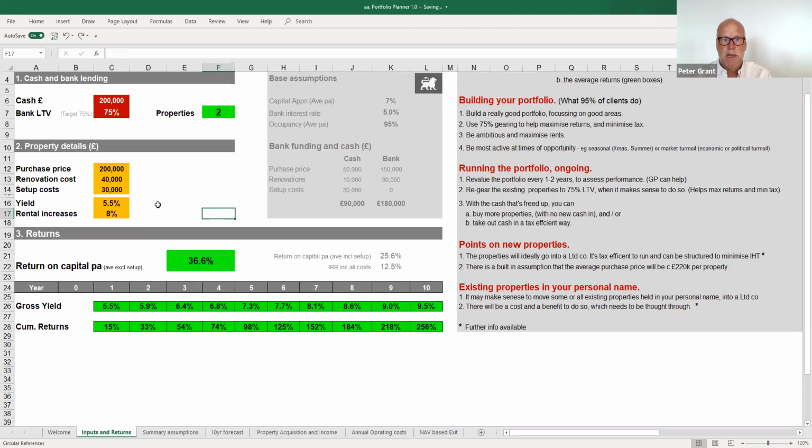Anyway, I hope that helps explain a little bit about the model and how to use it and what the key drivers are. It really boils down to LTV and buying in a good area. That's the bottom line. So those are the two things to focus on above all else.